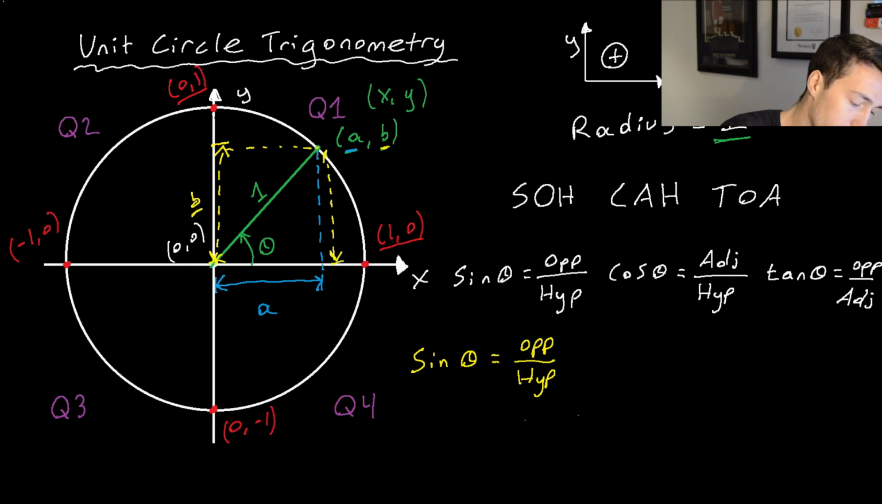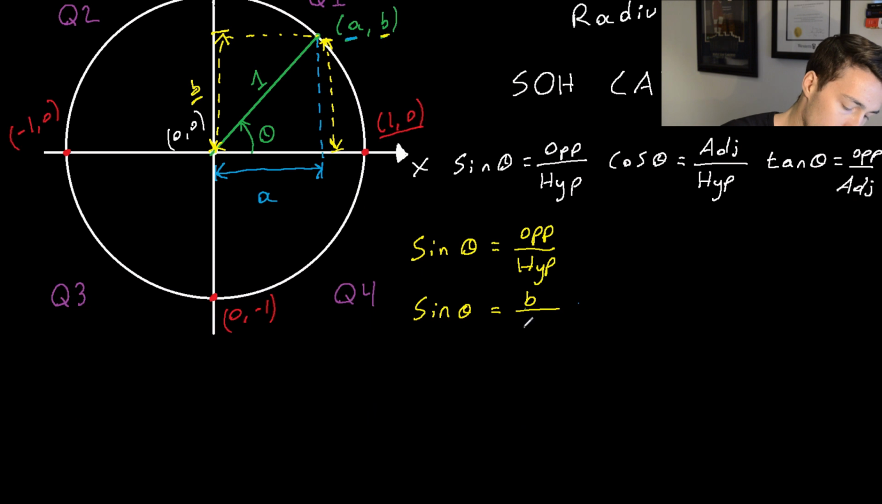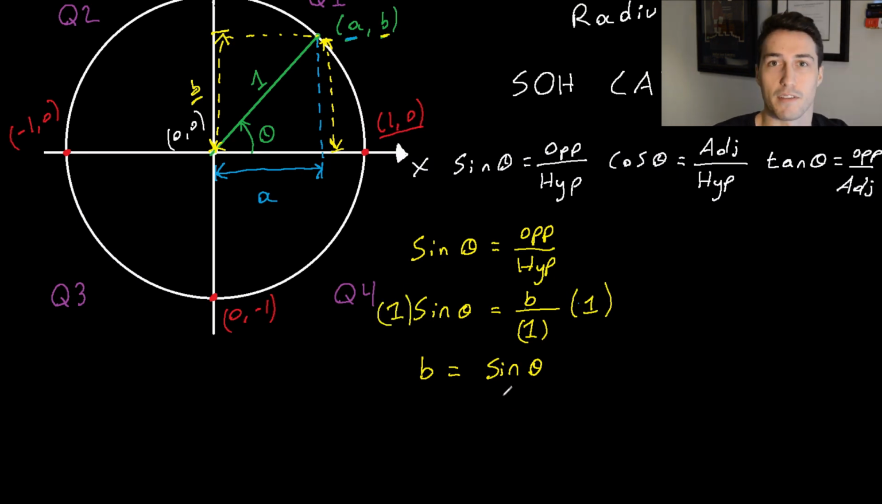And now we can say that sine of theta is equal to the side length B, divided by our hypotenuse. Well, our hypotenuse is just 1. So I can say that B is now equal to sine of theta, because if we multiply both sides by 1, like this side of the equation and this side of the equation, we'll get B is equal to sine theta.